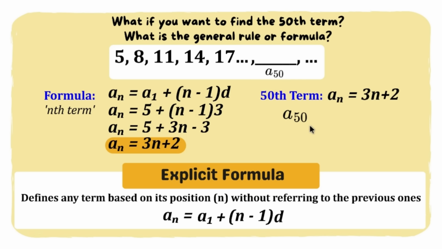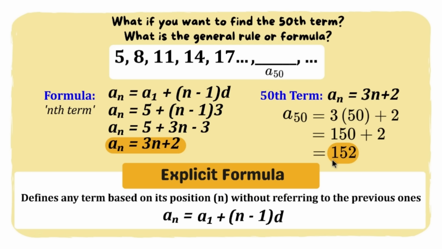Okay? So A sub 50 equals 3 times n. Yung n natin is 50. So 3 times 50 plus 2. Okay, so what is 3 times 50? We will get 150. And then plus 2, we will get 152. Ito na po yung ating 50th term. So, hindi na po natin kinailangang magdagdag ng 3, ng 3, ng 3 hanggang sa makuha natin yung 50. By just using the formula, makukuha na po natin.